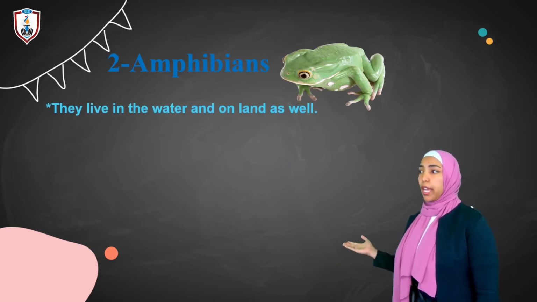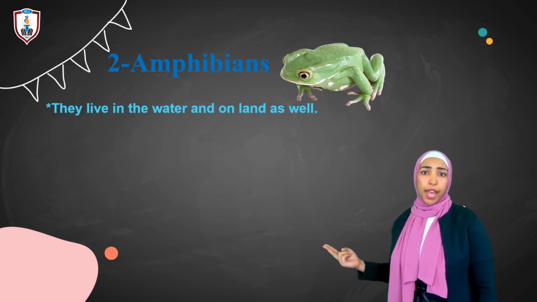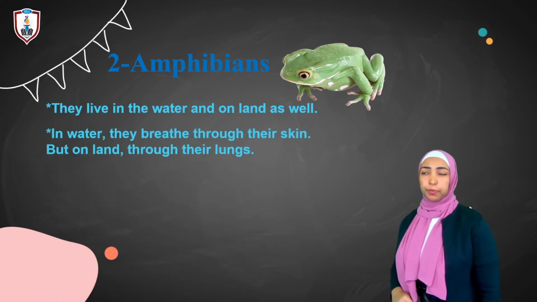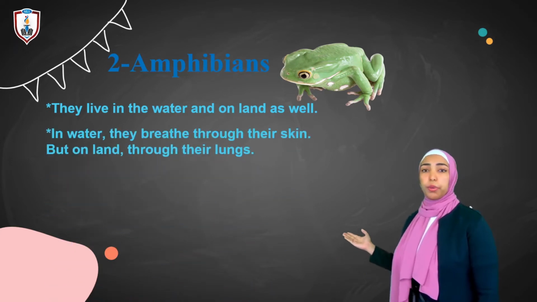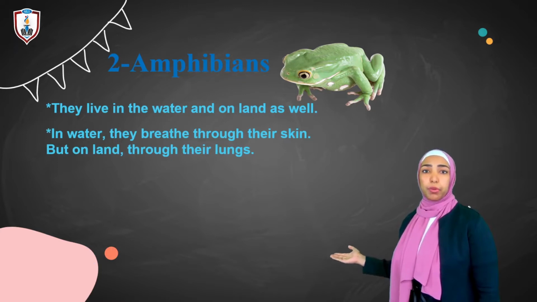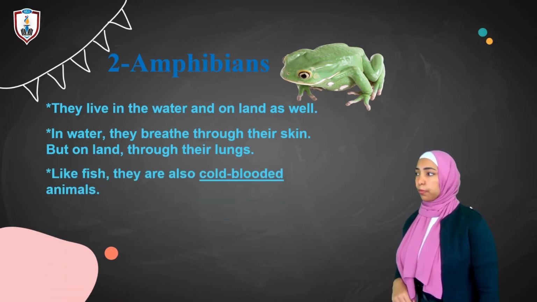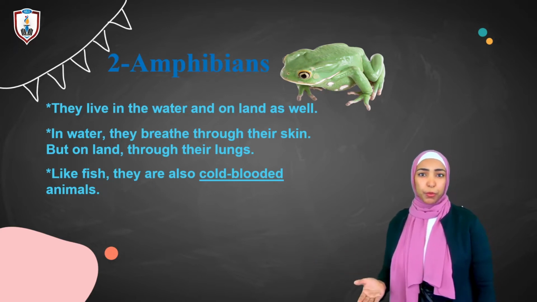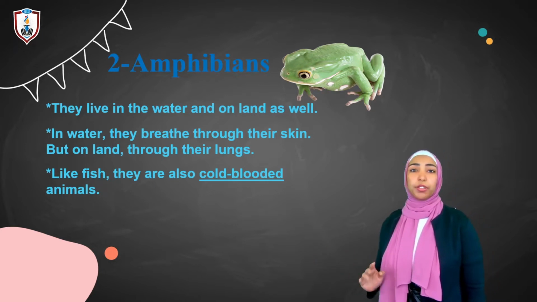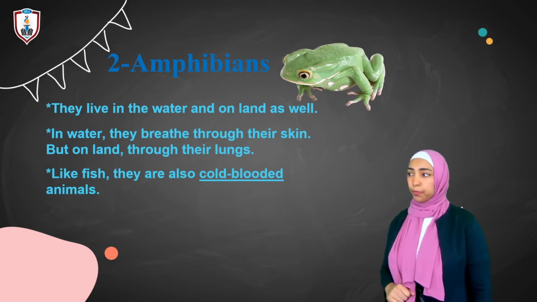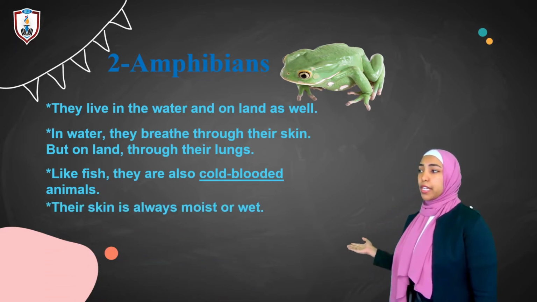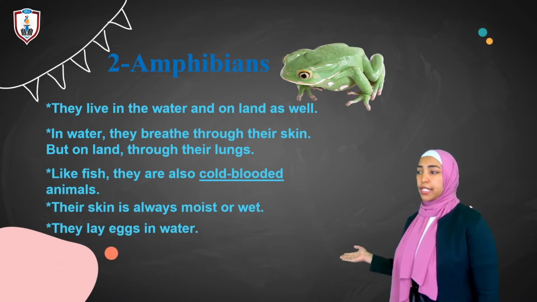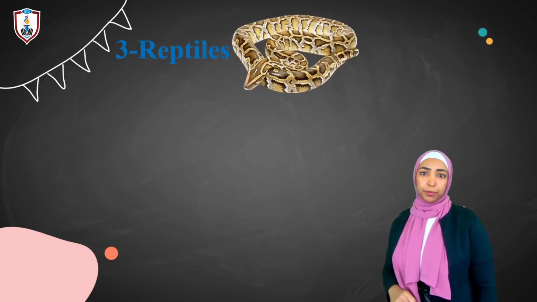They live in water and on land as well. So they have 2 habitats, in water and on land. In water, they breathe through their skin, but on land, they breathe through their lungs. Like fish, they are also cold-blooded animals. Do you remember what it means? Excellent. They cannot control their body temperature. Their skin is always moist and wet. They lay eggs in water, only in water.